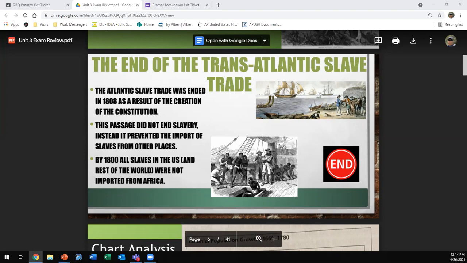Take a guess. If you don't know, take a guess or put, I have no idea. Where are all the slaves coming from? They're not coming from Africa anymore. Where are they coming from? There is no longer an African slave trade. If you don't know, it's okay, because we covered this a long time ago. But just tell me, like, hey, I don't know.